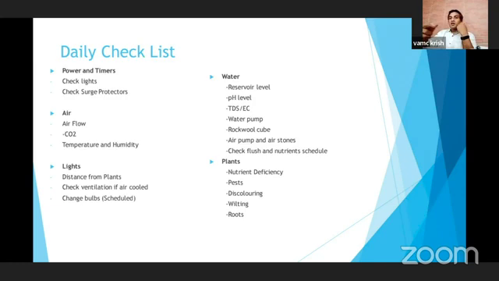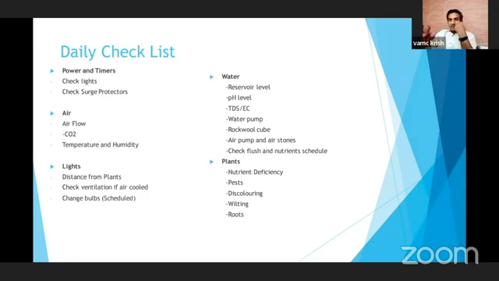EC and pH are a must. Again, the rock wool cubes and water pumps. We need to check everything for water requirements, air pumps, and air stones and their positions. Everything needs to be checked on a daily basis, and we need to allot time for this.